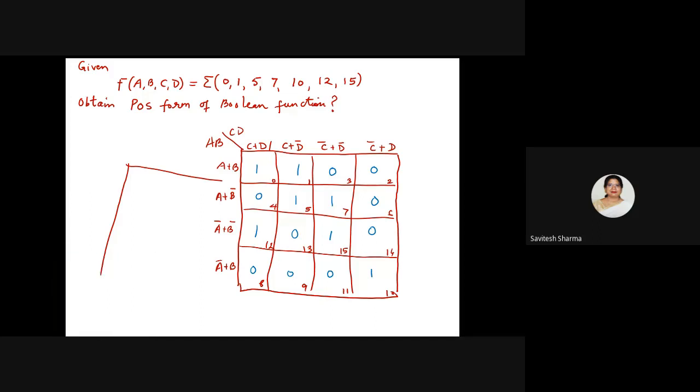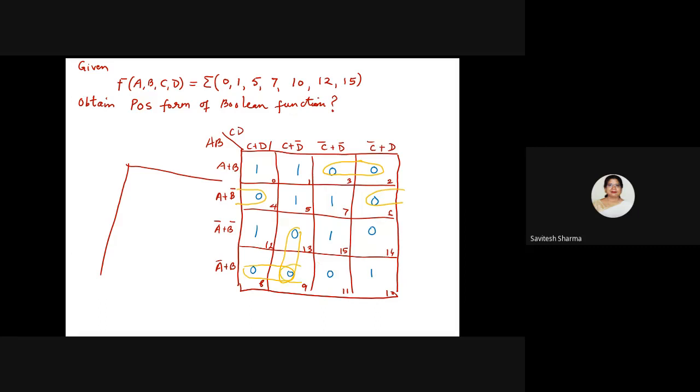So I will make groups for zeros, okay? So now form the group. So the quad is not forming here. So I am taking the pairs. So I am concentrating on 0. Why am I concentrating on 0? Because I want POS form.